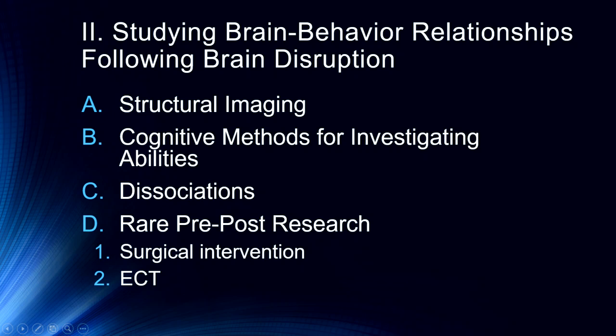I want to quickly run through a few comments about how we study brain-behavior relationships. I'm going to start off briefly talking about structural imaging. We'll detail structural imaging in another lecture. Then we'll dip into some cognitive methods for investigating abilities and how that relates here. We'll talk about dissociations and double dissociations, and then some very rare pre-post research that's going to come up in a few areas.